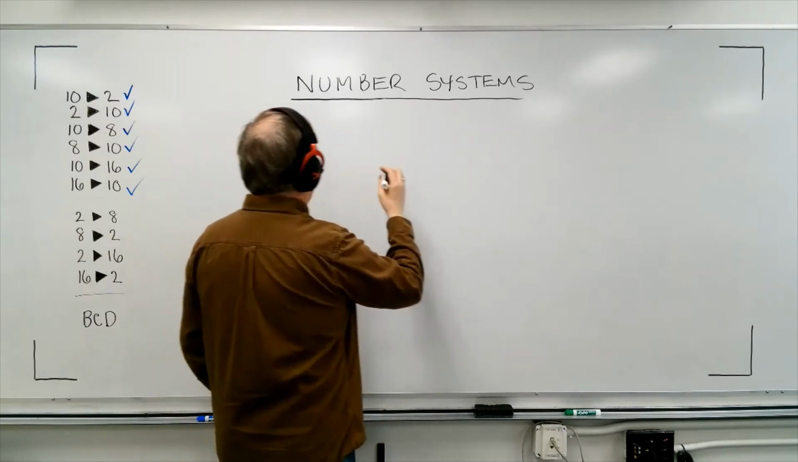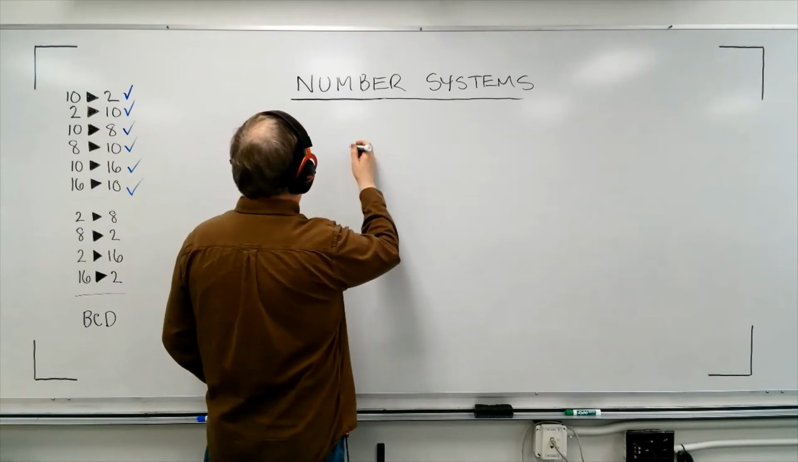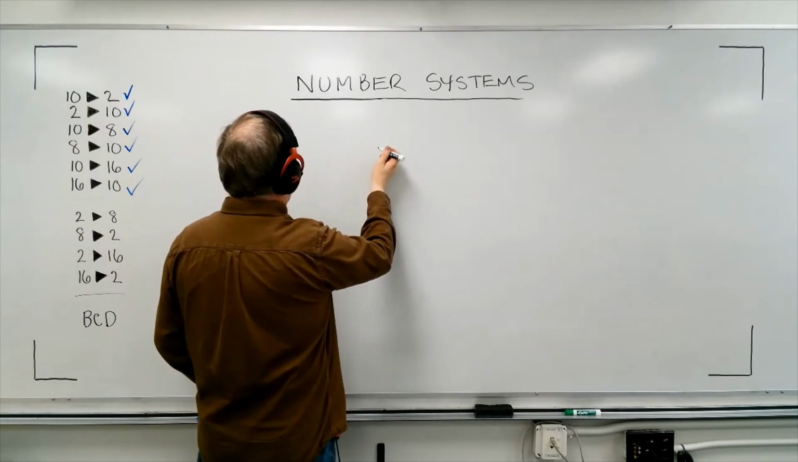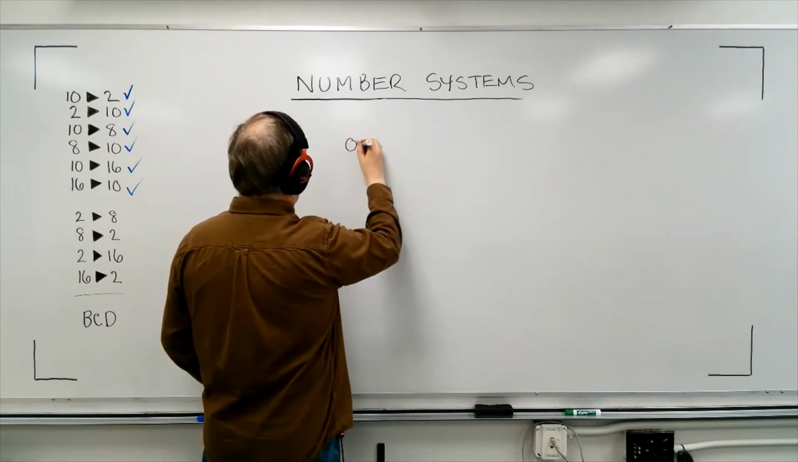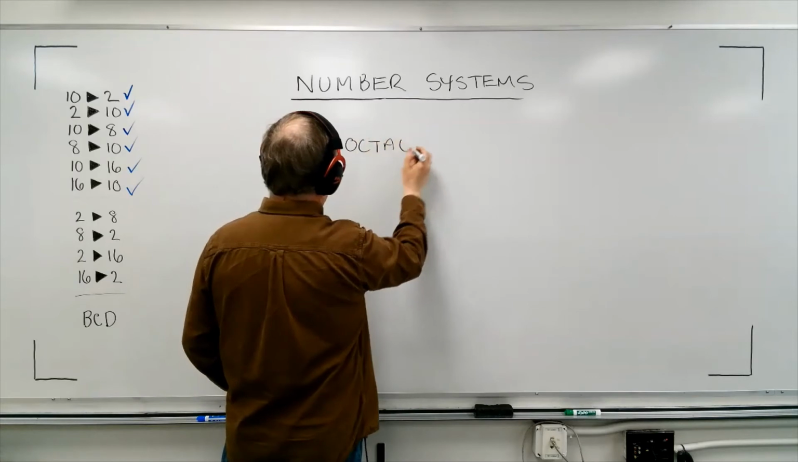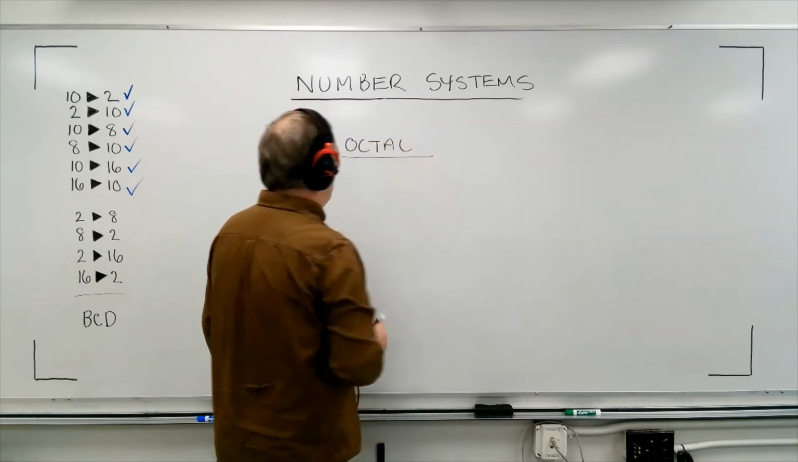If I have a number that is, let me show it to you like this. This is going to be an octal, okay? An octal number. So base 8.